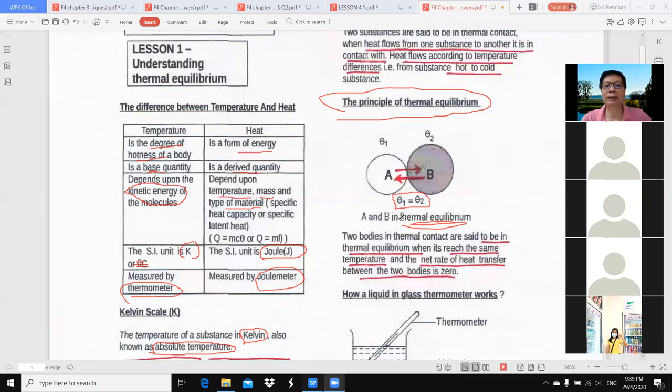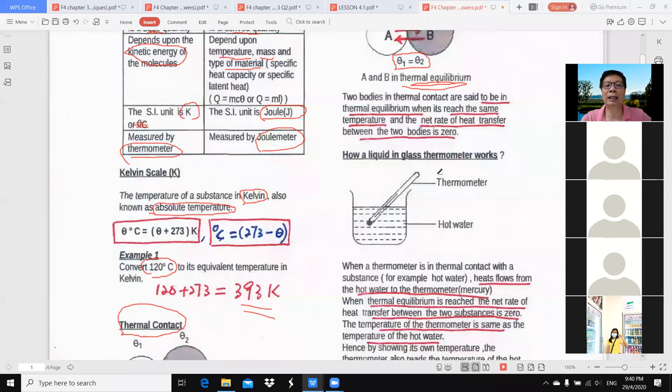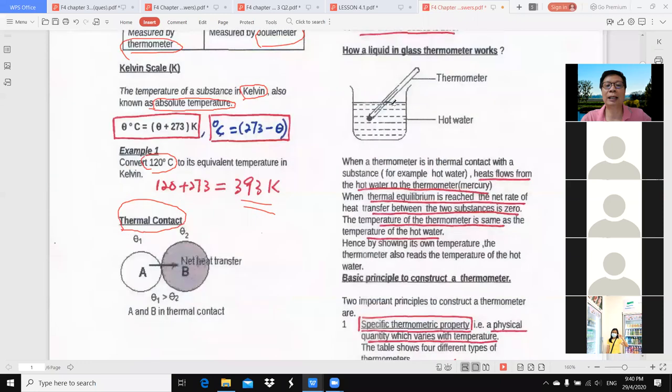Next one is how a liquid-in-glass thermometer works. This one came up in the SPM many times already. They ask you to explain, when you are using a thermometer to measure the temperature of hot water, how the thing works. You must use the concept of heat transfer and the concept of thermal equilibrium, understand? Okay, you see the answer given?